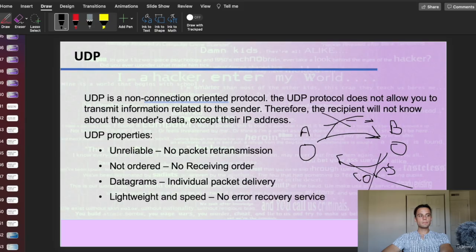So it pretty much just sends information and the chances for errors are way less. The reason for that is because when you use the UDP protocol, you're pretty much not allowed to transmit information that is related to the sender. And for that reason, the recipient will not be able to know who sent the data. The only thing that the receiver would know is their IP address.